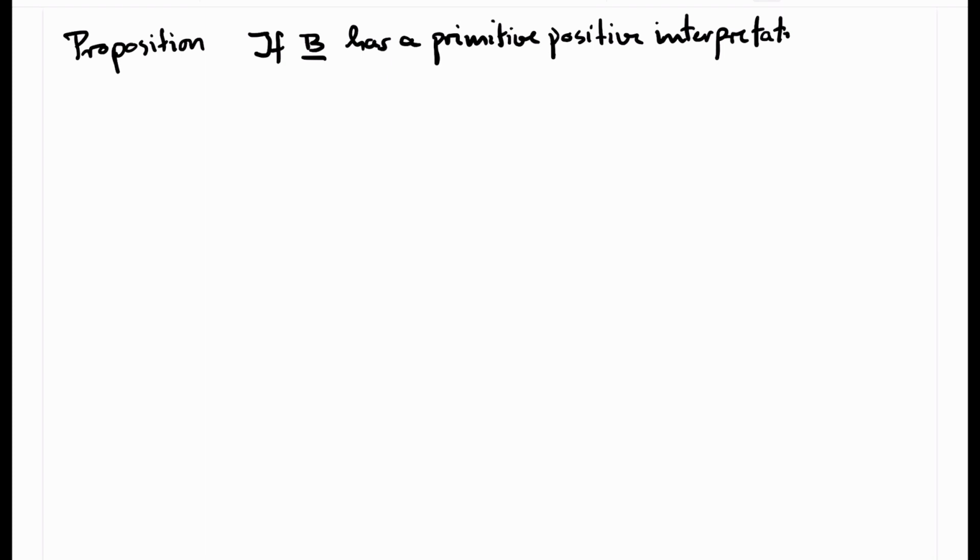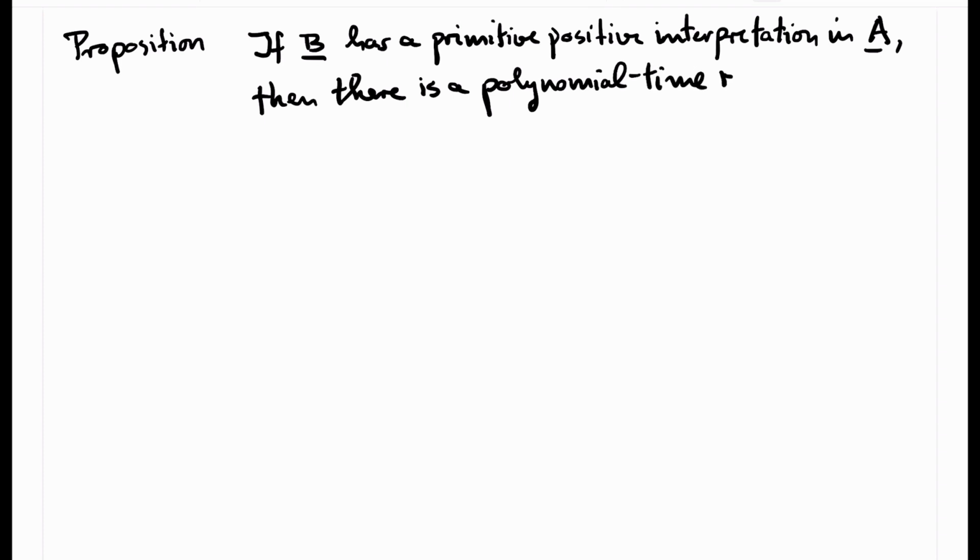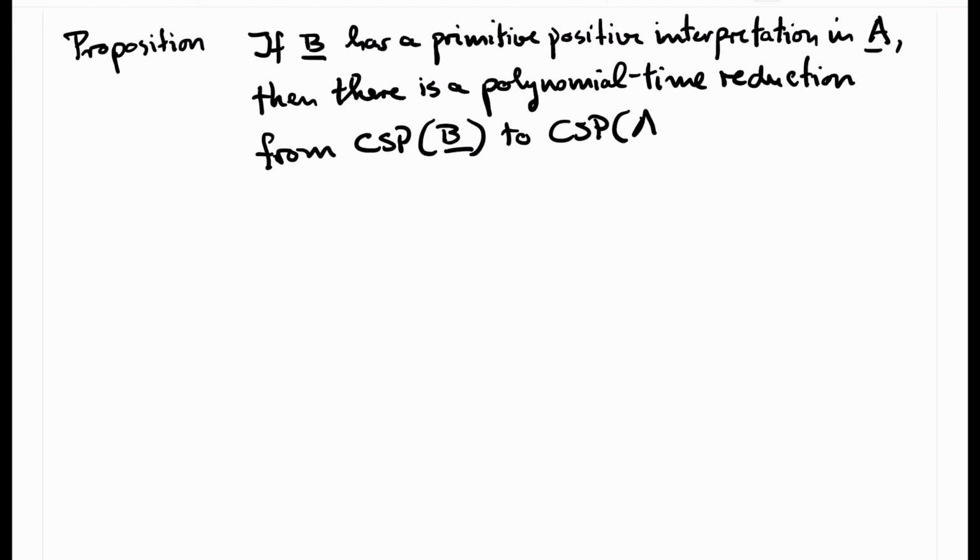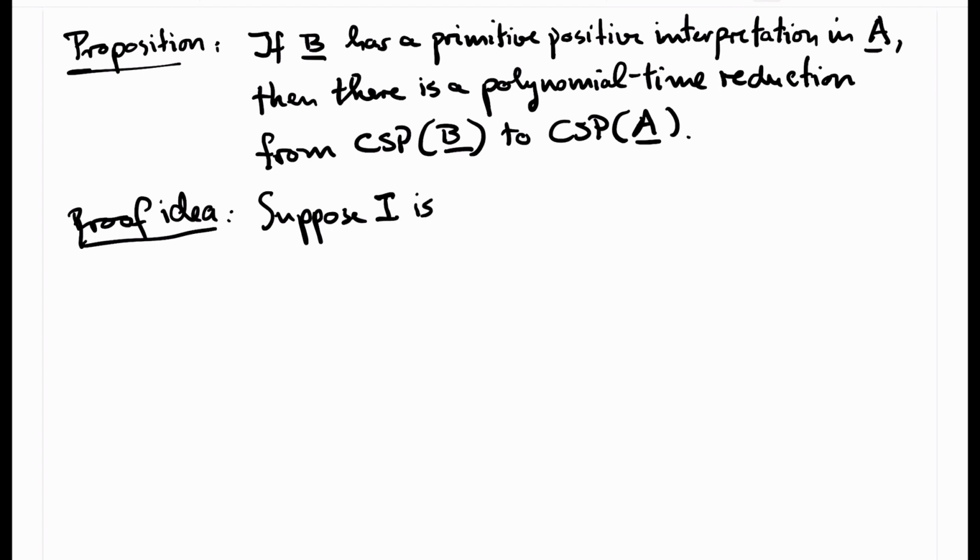The first thing that we prove about primitive positive interpretations is that they preserve the complexity of the constraint satisfaction problem. Exactly as in the case of primitive positive definability, we have that if a structure B has a primitive positive interpretation in a structure A, then the CSP of B can be reduced to the CSP of A in polynomial time. The proof is also very similar.